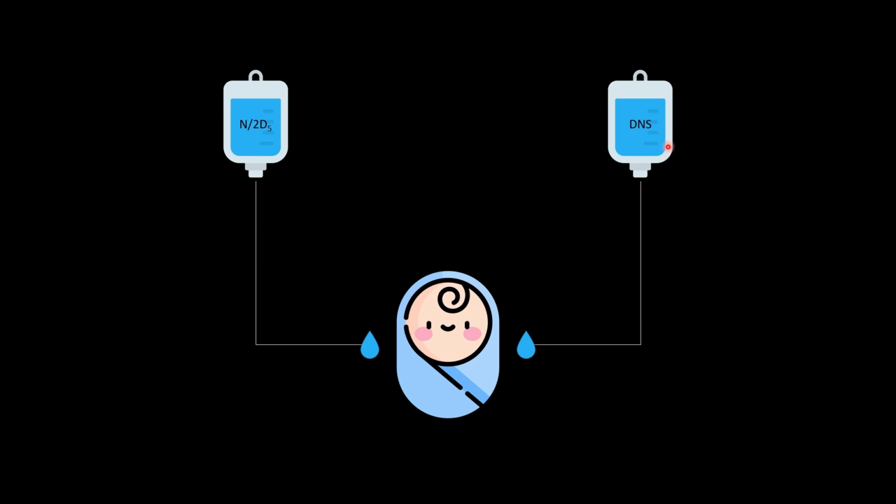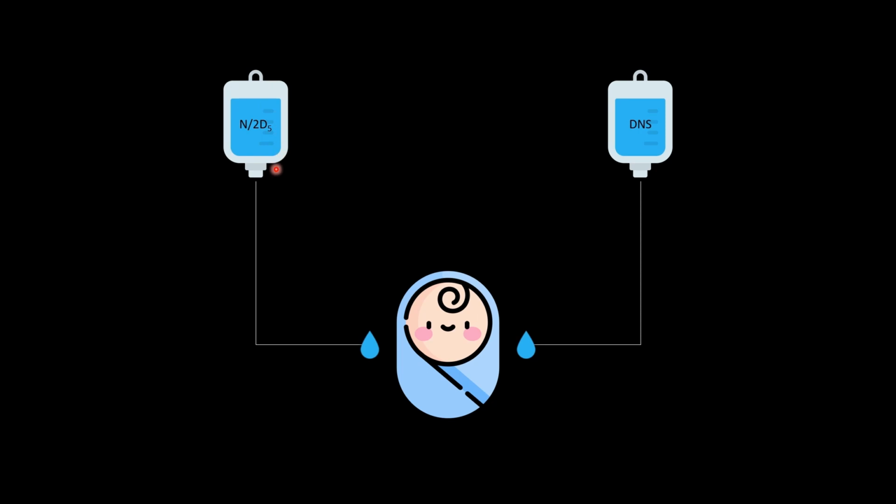So what we have done, we have increased the concentration of sodium inside the IV fluid. Vice versa, if the sodium falls too slowly, we have to cause the sodium to fall slightly more rapidly. So how can we do that? We have to decrease the rate of DNS and increase the rate of N by 2 D5, so that we have decreased the concentration of sodium in the parenteral fluid.